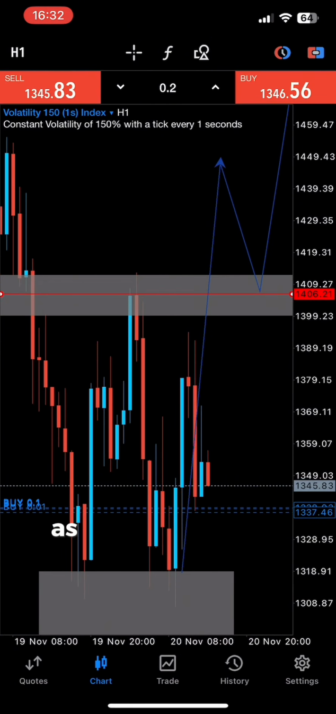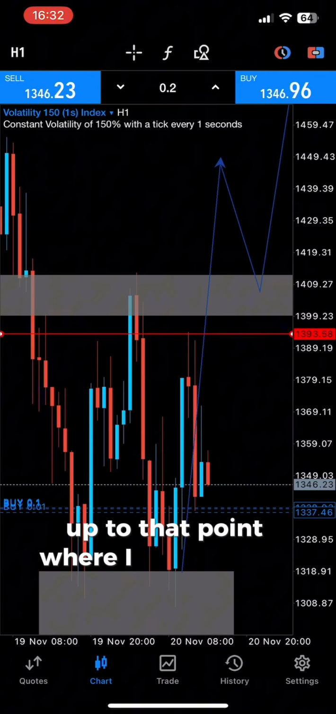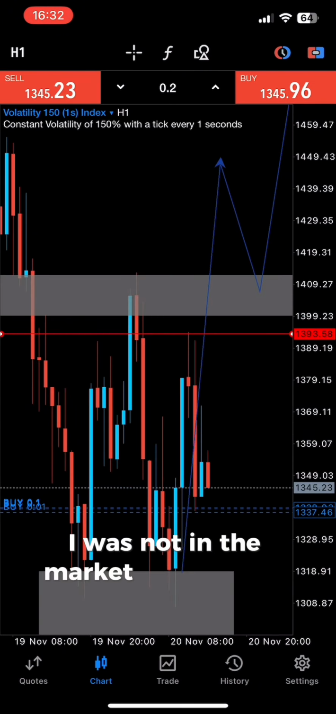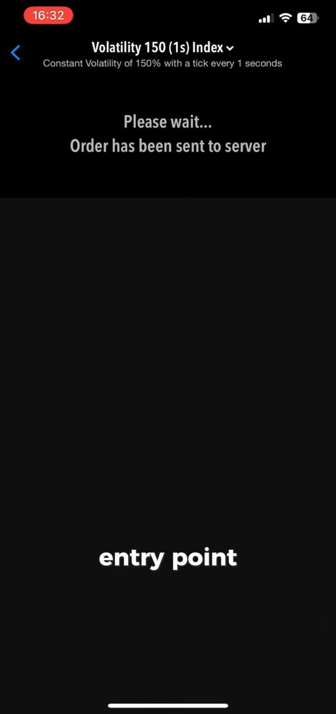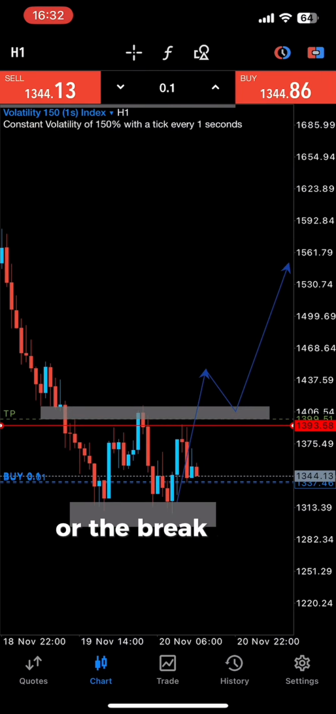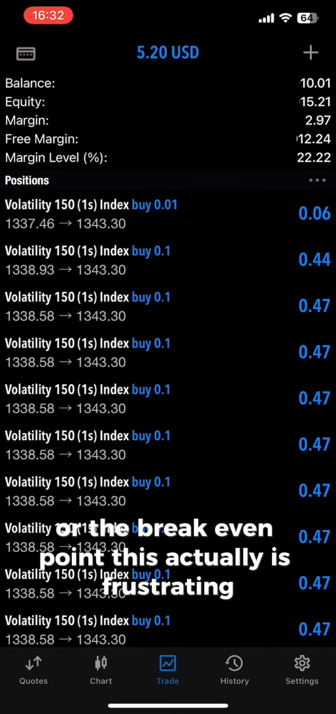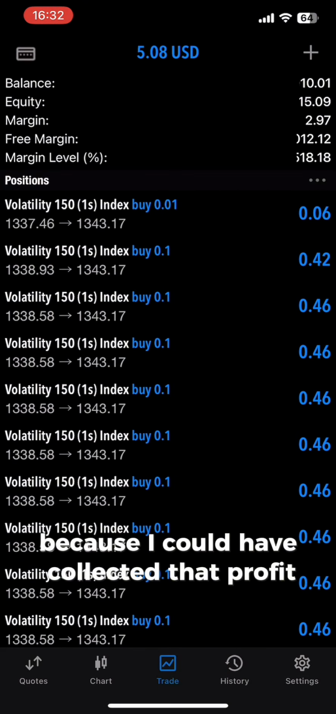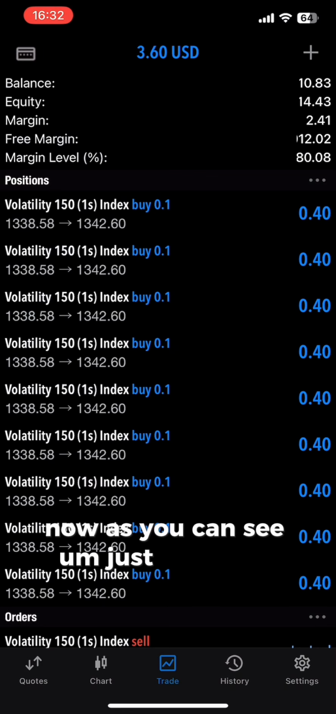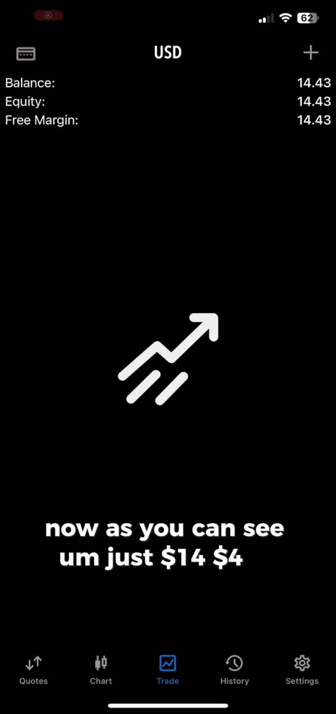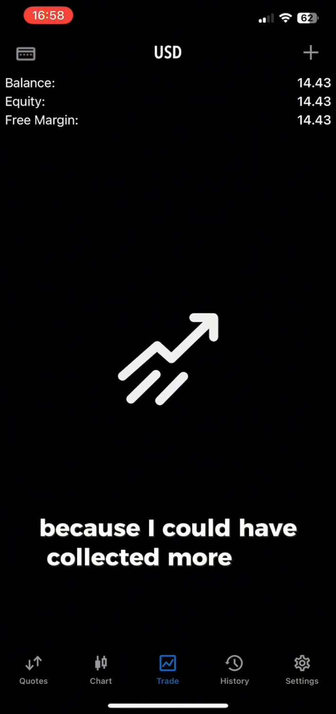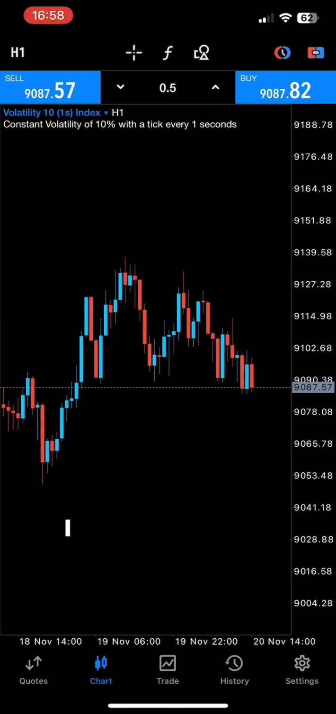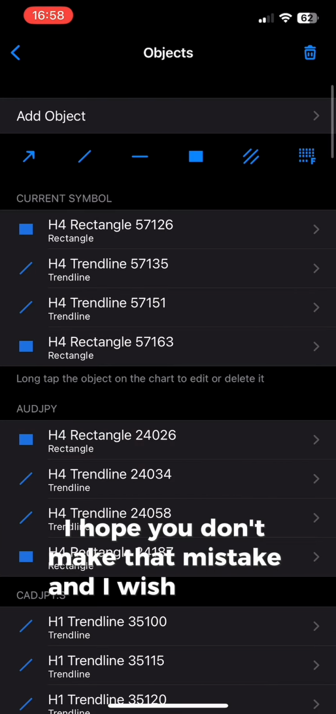And then again, as you can see, the market spiked very high, but I was not available again up to that point where I've put that red line. I was not in the market, and the market retraced almost back to our position entry point, or the break-even point. This actually is frustrating because I could have collected that profit. Now as you can see, I'm just at $14, $4 is profit, which is very bad, because I could have collected more than $60 on that trade. But however, I hope you don't make that mistake, and I wish you well.